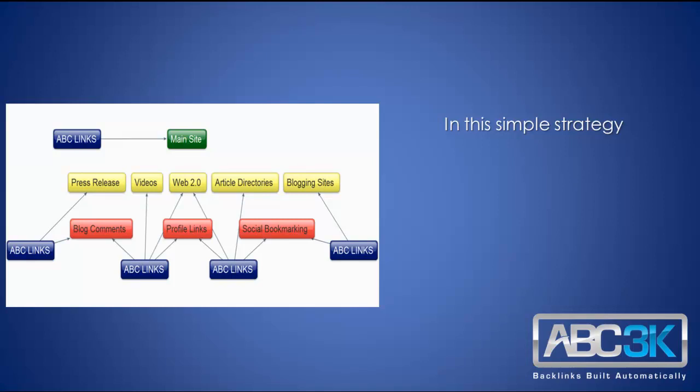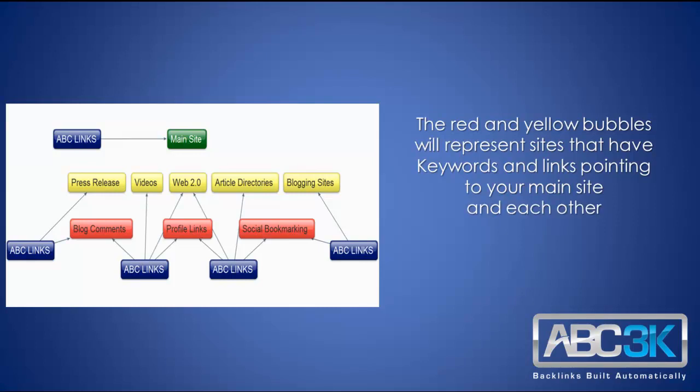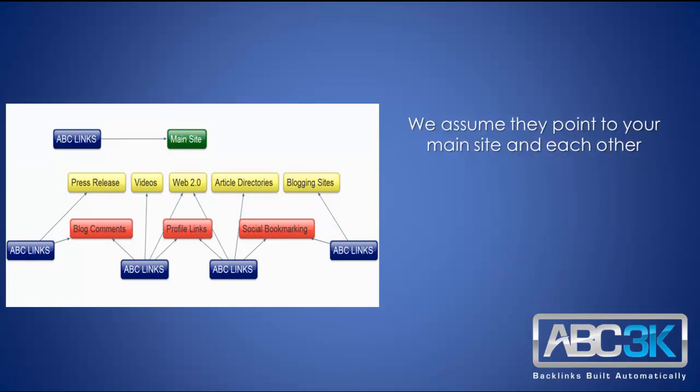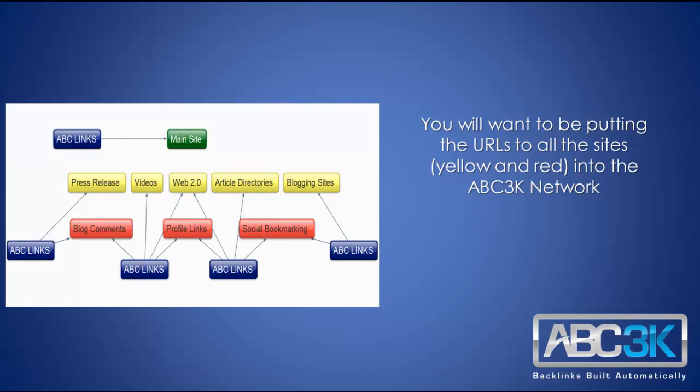In this simple strategy, the red and yellow bubbles will represent sites that have keywords and links pointing to your main site and to each other. Where the red and yellow sites point to is not what we are talking about here. We assume they point to your main site and each other. Now, you'll want to be putting the URLs to all of these sites, the yellow and red bubbles, into the ABC3K network.